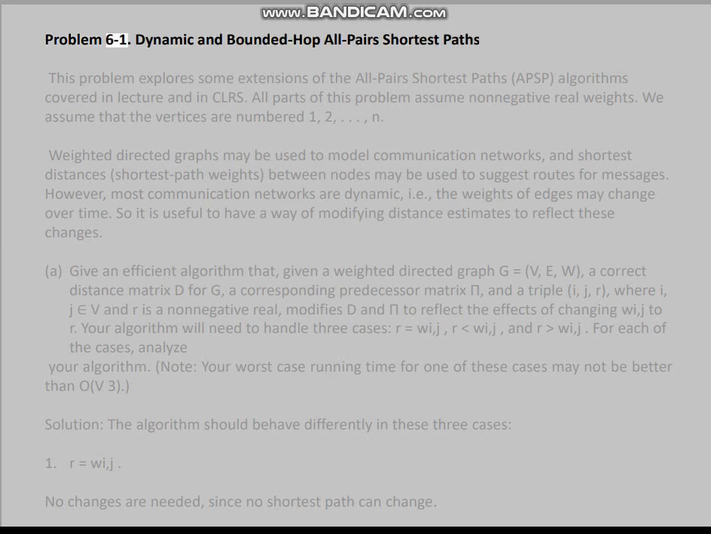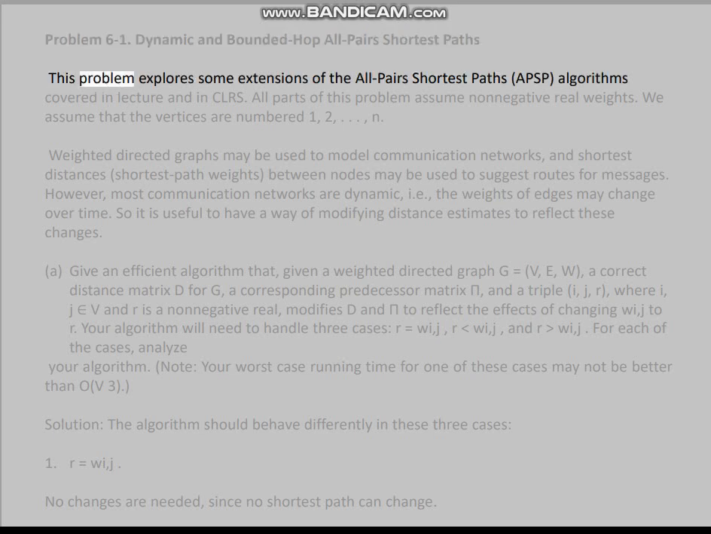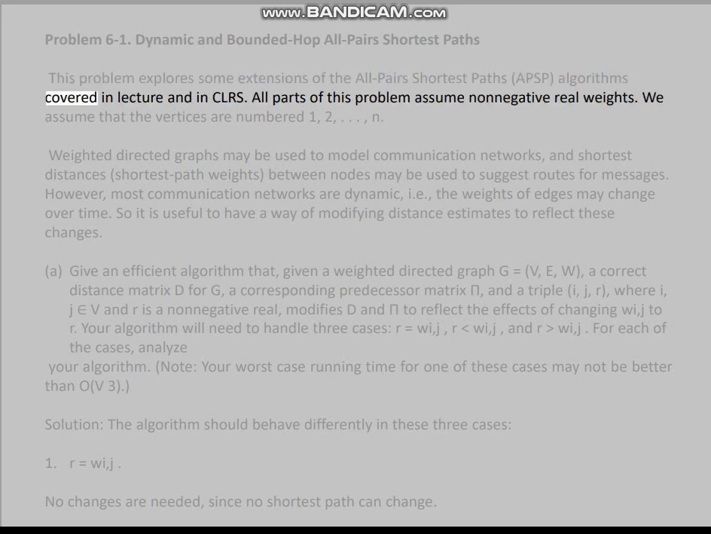Problem 6-1. Dynamic and bounded hop all pairs shortest paths. This problem explores some extensions of the all pairs shortest paths (APSP) algorithms covered in lecture and in CLRS. All parts of this problem assume non-negative real weights. We assume that the vertices are numbered 1, 2, ..., n.